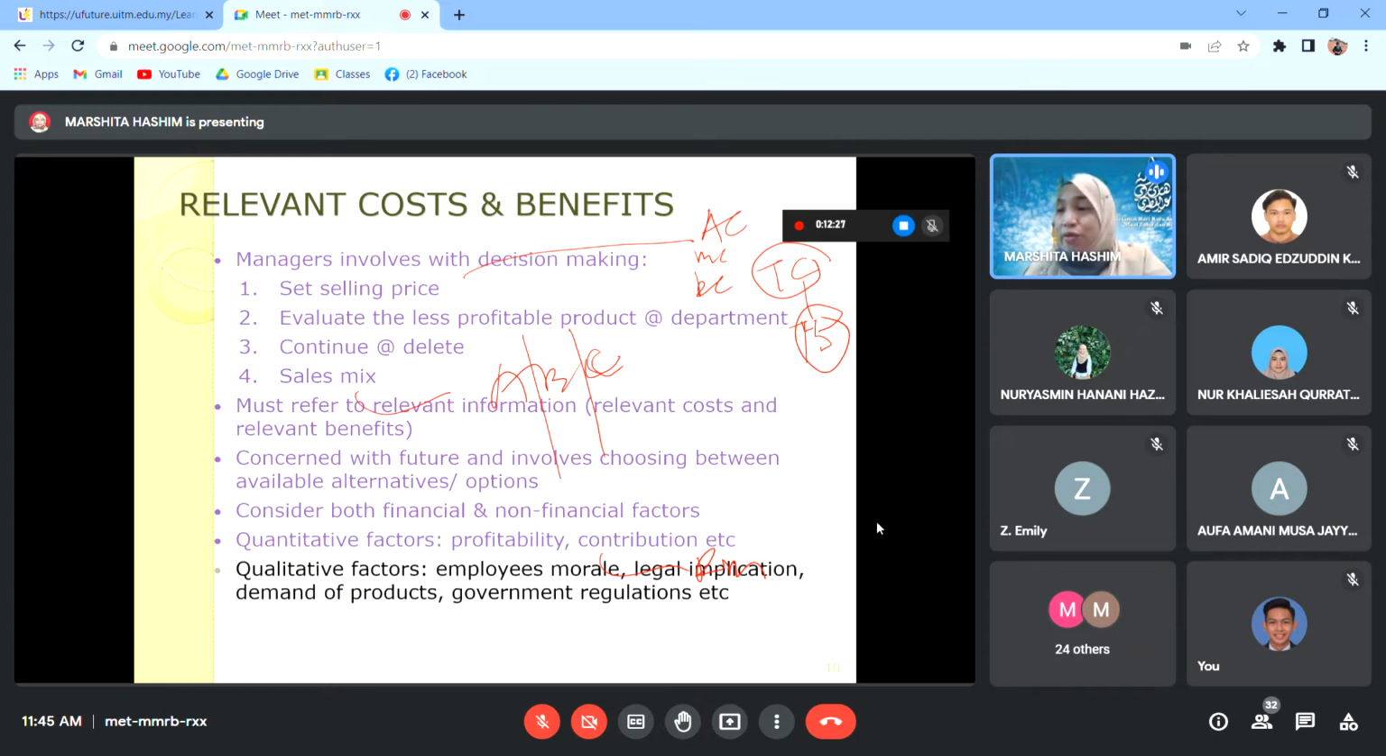Can you value the relationship between you and your customer? No, you cannot value it in monetary value. So it is actually a qualitative factor that we need to consider. Is there any legal implication and government regulation?